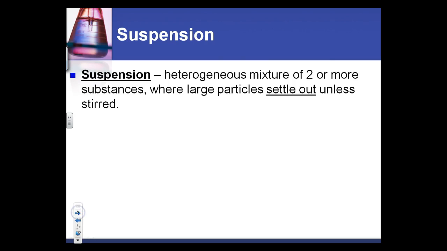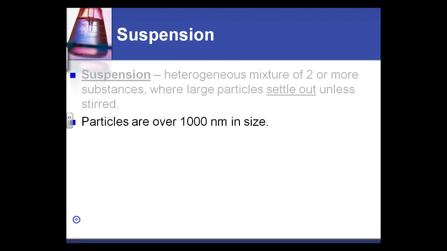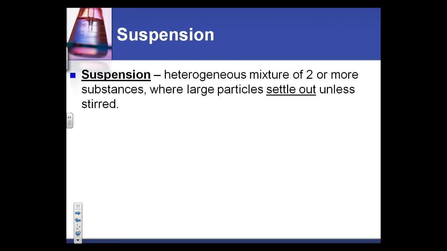Now we have different types of mixtures, and they are differentiated by the particle size. First we're going to start with suspensions. Suspensions are heterogeneous mixtures of two or more substances where large particles settle out unless stirred. The classic example of a suspension is muddy pond water, and we'll get to that in just a second.